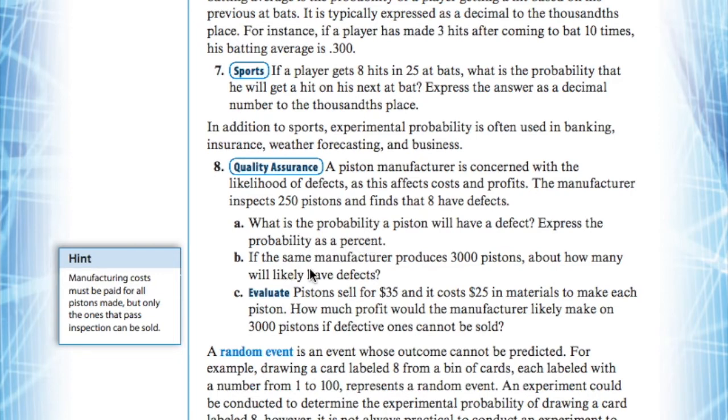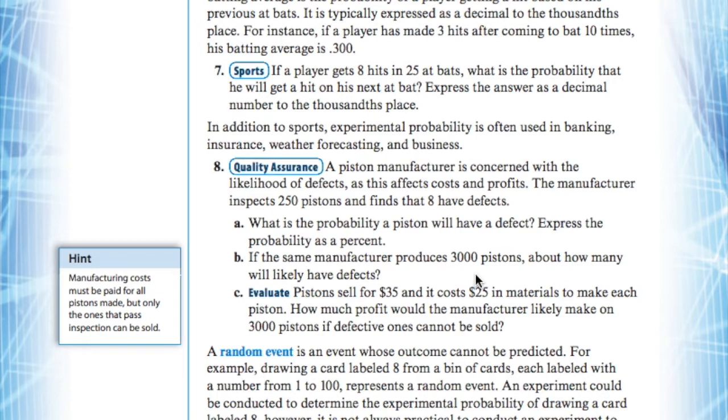If the same manufacturer produces 3,000 pistons, how many will likely have defects? Now we use the same percentage and apply it to the larger number. So you take 3.2%, turn it back into a decimal. Move that decimal place over, it's 0.032, and multiply by 3,000. You're going to get 96 pistons. Out of every 3,000 you make, 96 of those have a defect. Those 96 are costing you money.